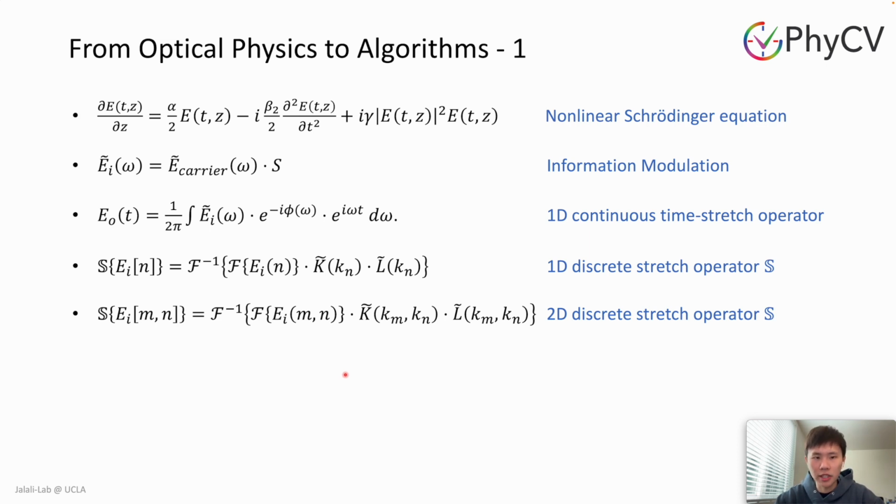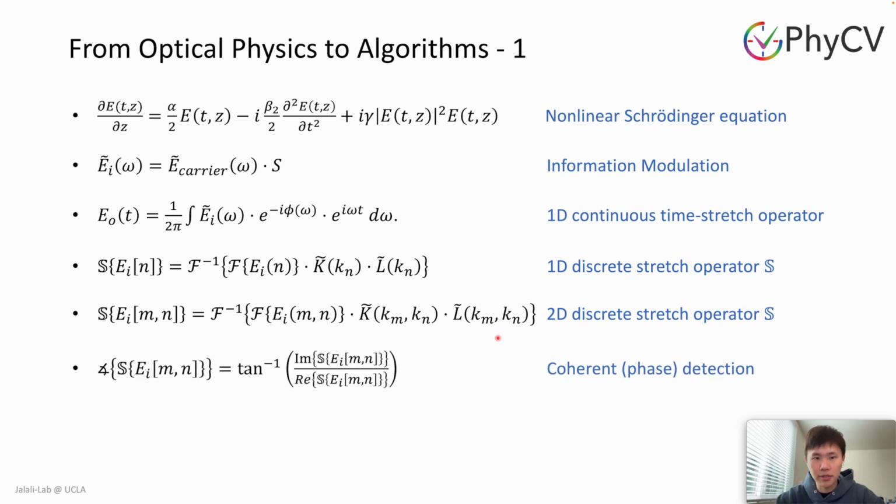Next, we further extend the stretch operator to 2D and switch the coordinates from the temporal domain to the spatial domain, as shown here. Consider m and n as spatial coordinates in the digital image. k_m and k_n are the corresponding spatial frequency coordinates. This 2D discrete stretch operator emulates an image propagating through a diffractive medium, just like a laser pulse propagating through a dispersive fiber. This demonstrates the connection between the algorithm and the optical physics. Finally, an essential step is to detect the phase of the output in the spatial domain. The detected phase contains useful features.